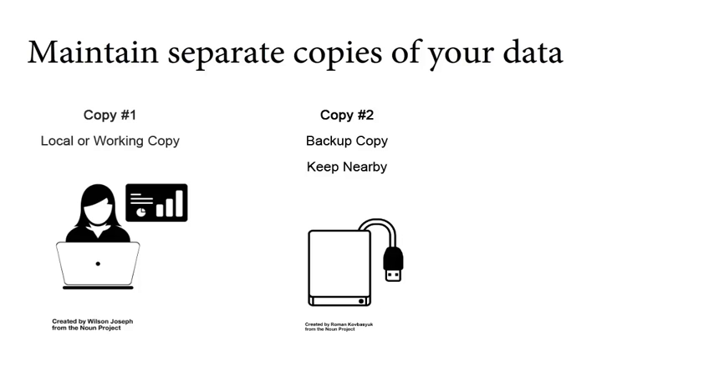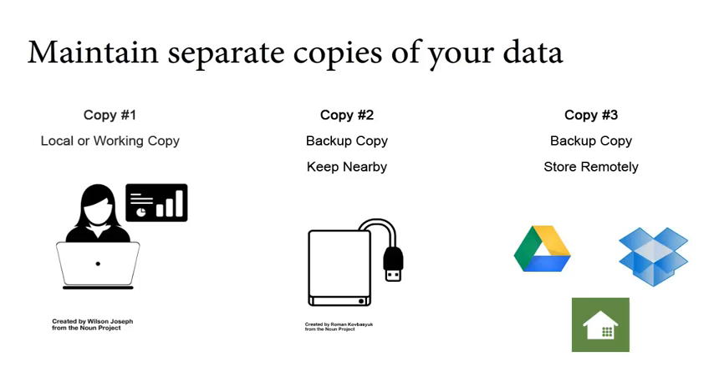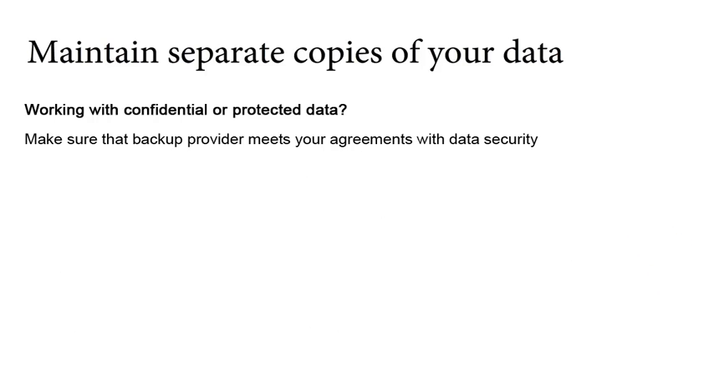A second backup copy should be kept nearby on a separate device, such as an external hard drive. A third copy should be stored remotely, such as on a cloud server. Popular remote backup services include Google Drive, Dropbox, and CrashPlan. If you are working with confidential or protected data, you'll want to make sure that your remote backup provider can comply with any agreements you've made about your data security. You will also want to test all of your backup and recovery routines to make sure your storage is working properly. Maintaining these redundant copies of your data reduces your risk of catastrophic data loss.